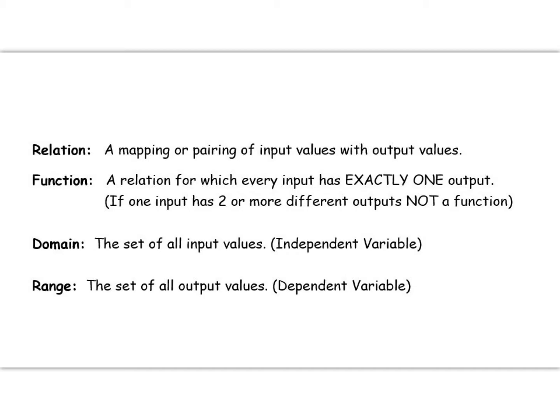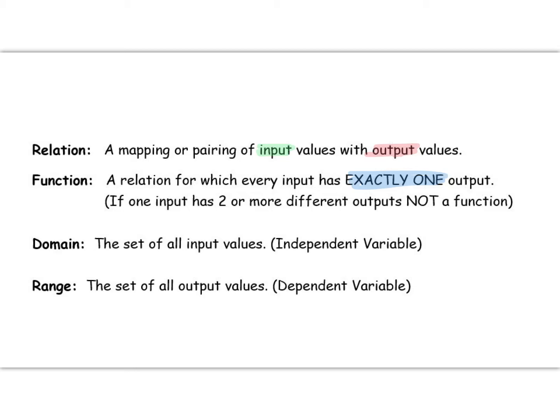A relation is a mapping or pairing of input values with output values. We're going to talk about input and output a little bit later on this slide. Now, a function is a relation for which for every input there's exactly one output. If one input has two or more different outputs, that's not a function. We'll talk about that too. I've got a nifty little joke for you to help you remember that.